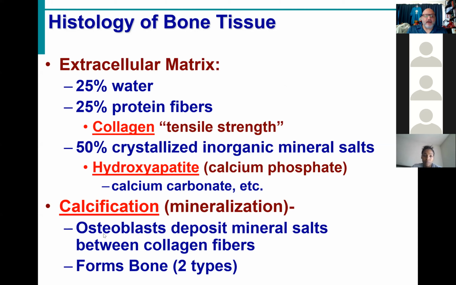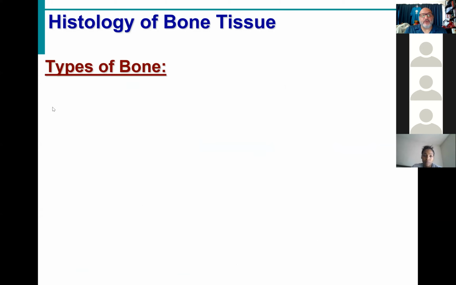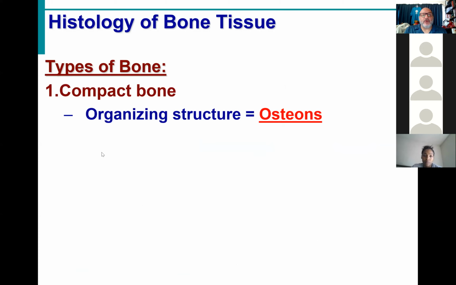As we mentioned, this process of calcification, this process of ossification forms two main types of bone. The two main types of bone, as we talked about, are compact bone and cancellous or spongy bone. Compact bone is by far the most common type of bone connective tissue.